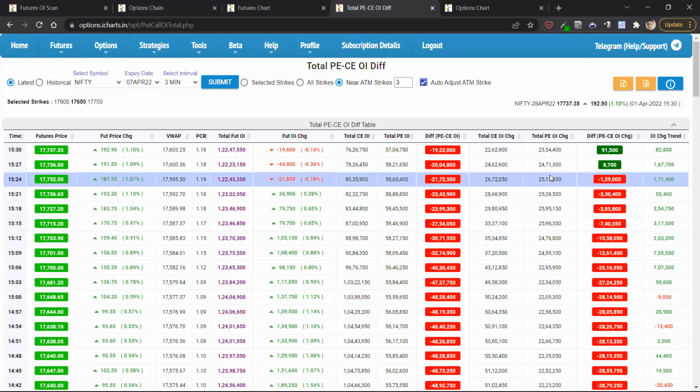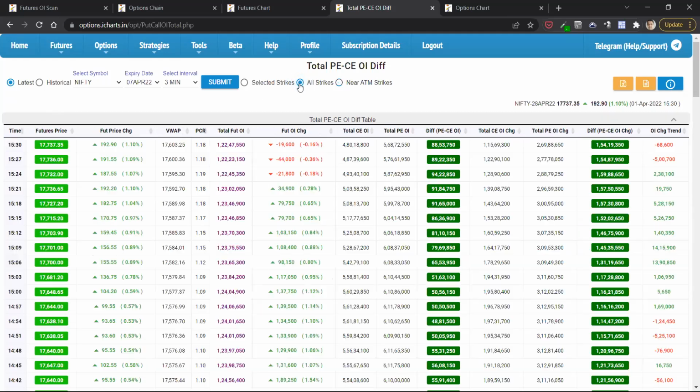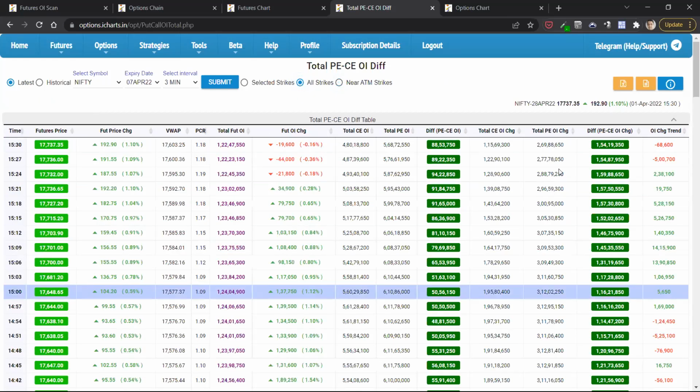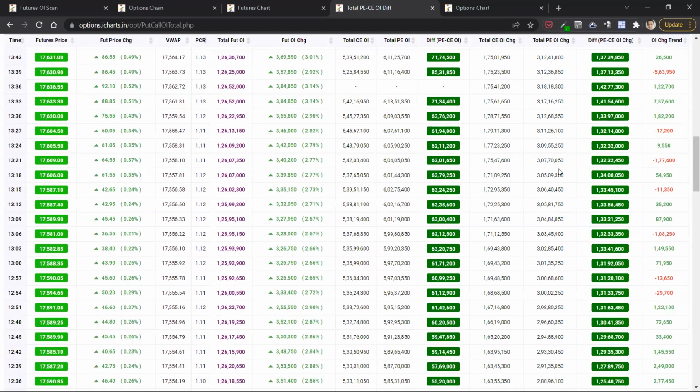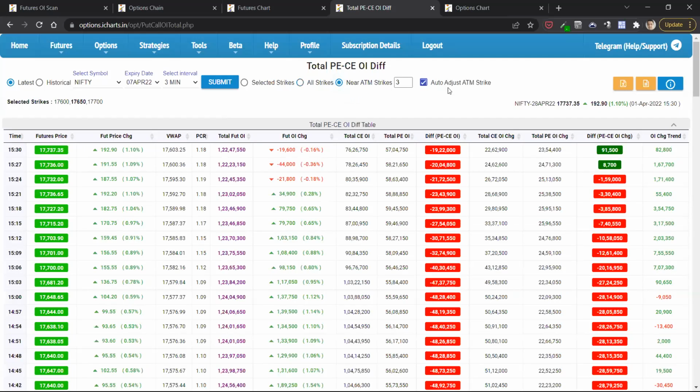People have got confused. What do I suggest, all strikes or near ATM? I generally monitor all strikes, but there are times when I look at 3, because both show different things. All strikes is going to give you a broad overview of the overall trend of the market for the day as a whole. Now this is going to tell you how the OI is placed at these 3 strikes.